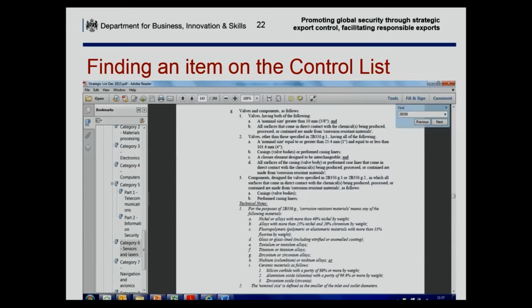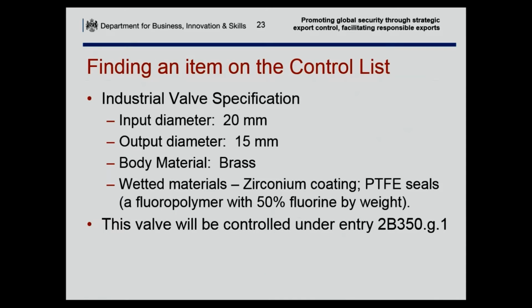So we've met A with the nominal size. We've also met B because all surfaces are either fluoropolymer or zirconium. So we've met that too. So our valve is going to be controlled in that entry, 2B350G1. And if we go to the next slide, that's where I've confirmed that control entry. And that's very typical of how you would assess goods against the list. You get your specification, you try to find where they are on the list, you then compare your specification against what it says on the control list.